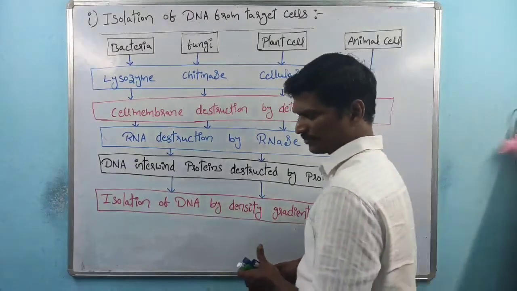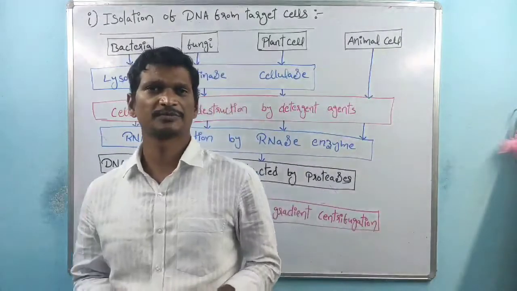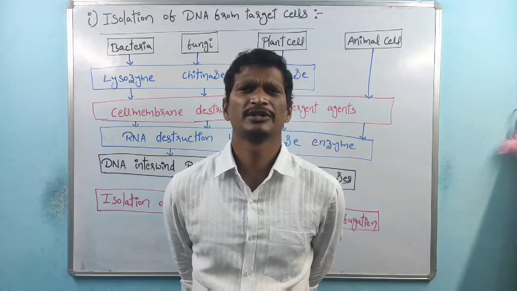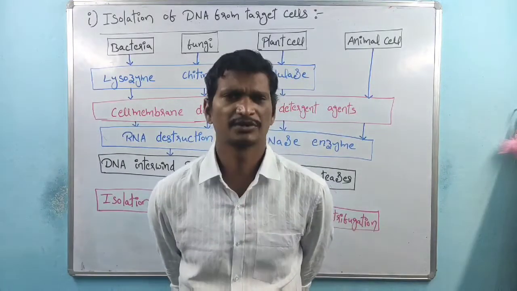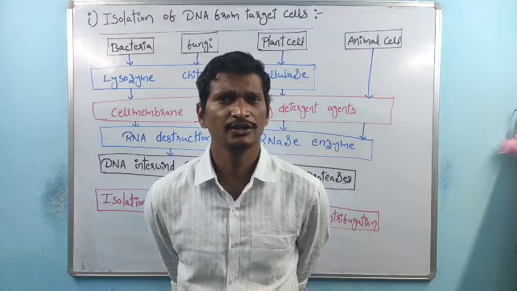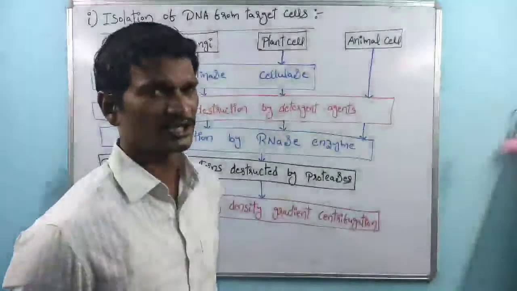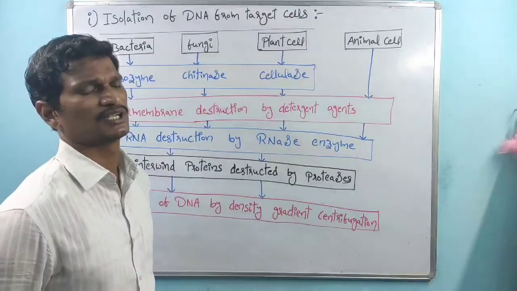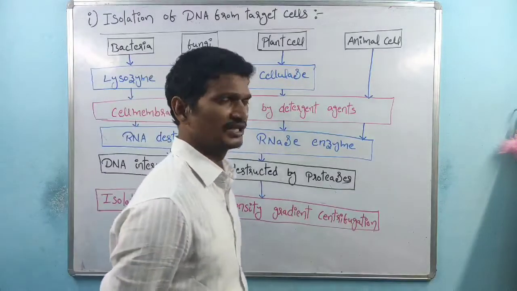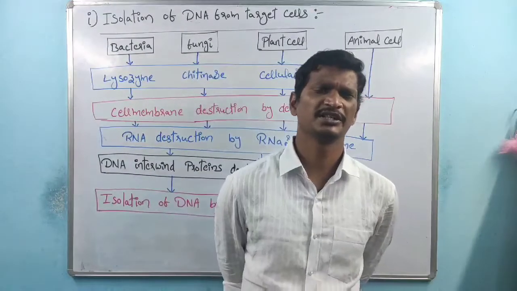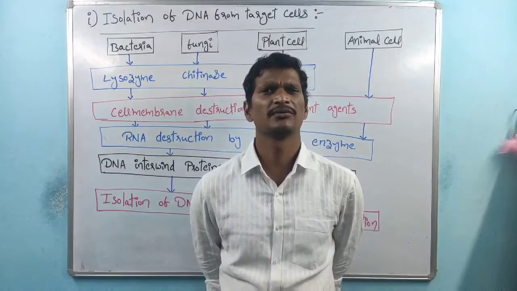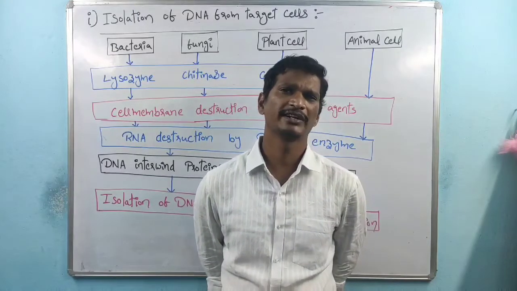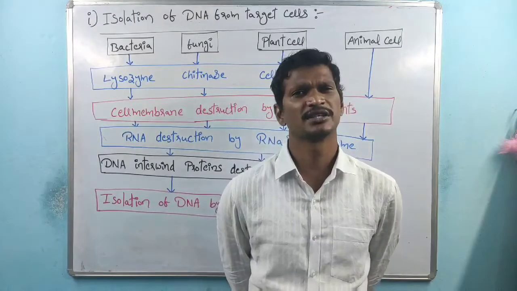Yeah, in the last class we discussed the different steps in our DNA technology process, right? In total we discussed the 10 steps, including packing. So, coming to this class, we are discussing the first step. The very first step is isolation of DNA from target cells, that is, isolation of vectors or vector DNA from the target cells.